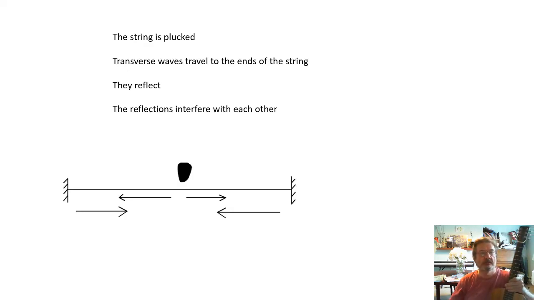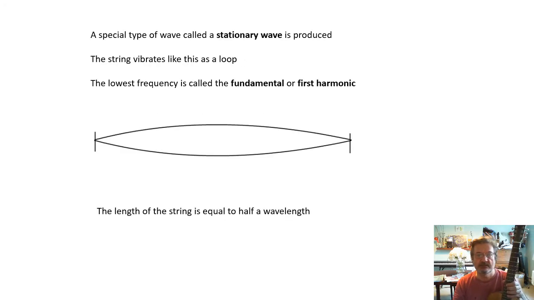Transverse waves. Now what happens is that the waves travel to the end of the string and then they reflect. And then we get interference. So we get waves traveling in both directions, they reflect, they come back and they interfere. And we get a very special type of wave called a stationary wave, and the string vibrates in a loop.